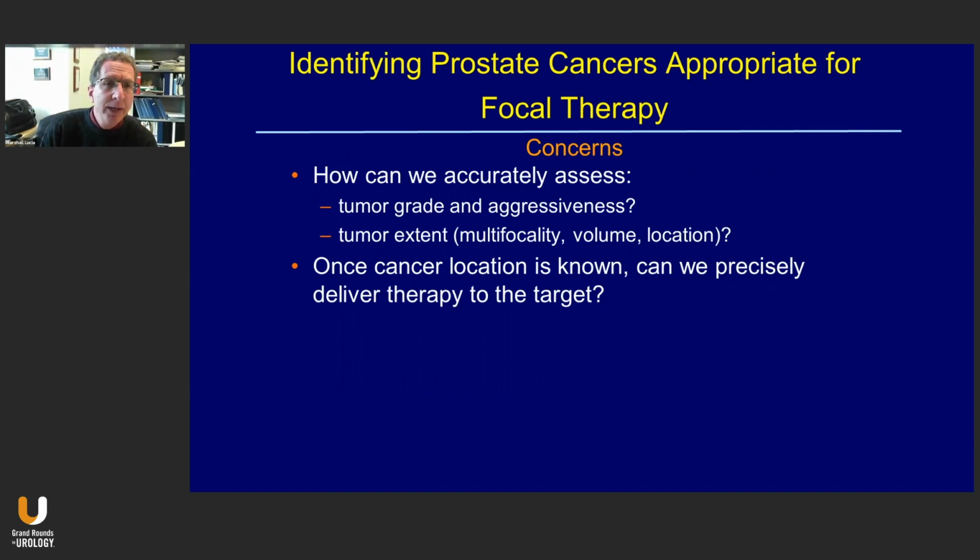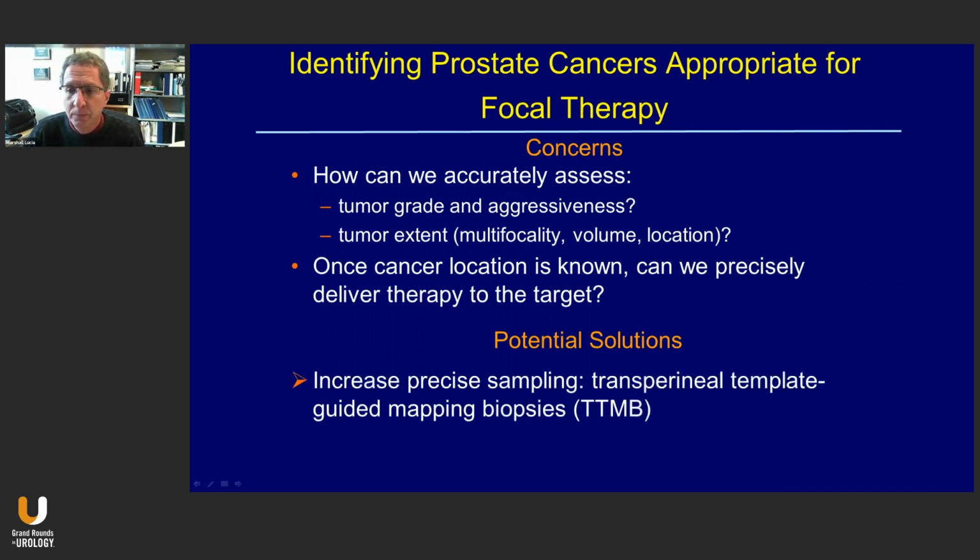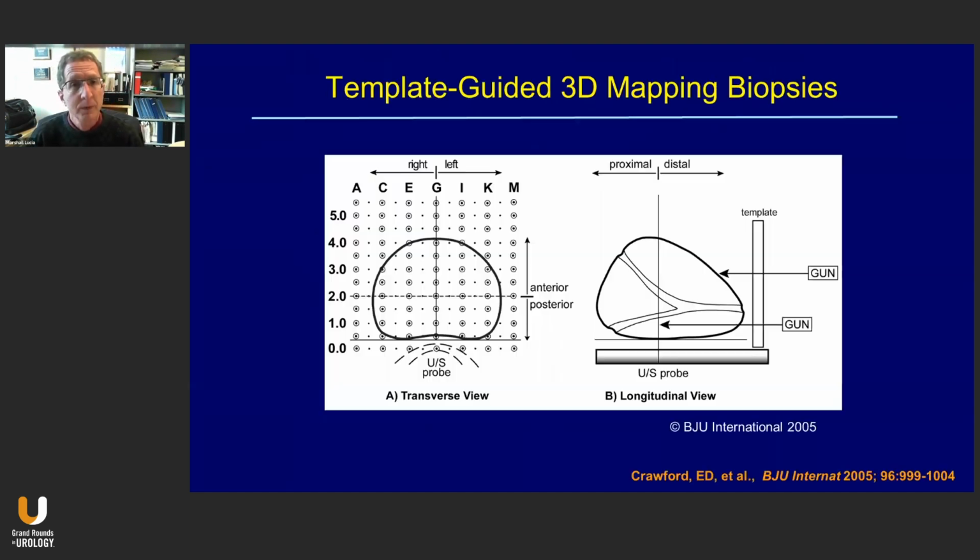And the concerns are thus: how can we accurately assess tumor grade and aggressiveness and tumor extent, including multifocality, volume, and location, using biopsy techniques? And once the cancer location is known, can we precisely deliver the therapy back to the target? Well, there are two possibilities here. Potential solutions include you can increase sampling. And in this, I would say precise sampling using the transperineal template-guided mapping biopsy technique, which uses a brachytherapy template to target biopsies, if you will.